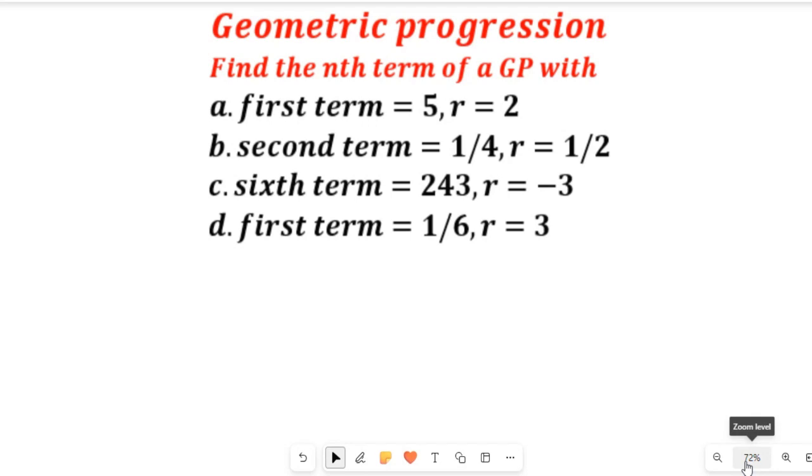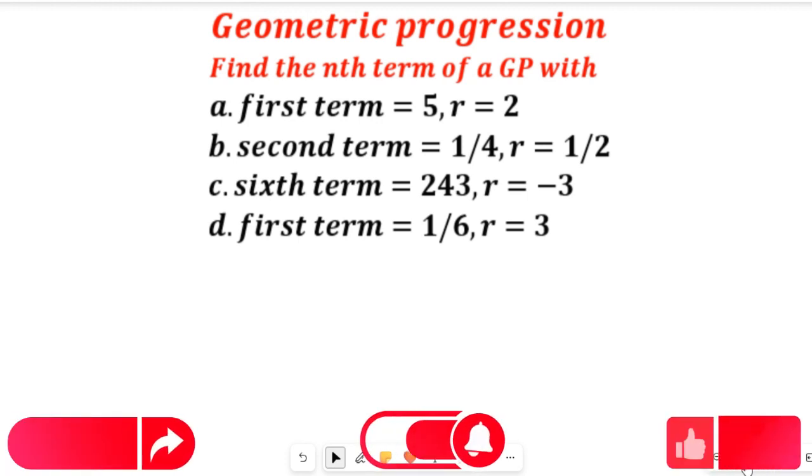In this video, you will learn how to solve this geometric progression question. We are asked to find the nth term of a GP with: A, the first term equal to 5 and the common ratio equal to 2; B, the second term equal to 1 divided by 4 and the common ratio equal to half; C, the sixth term is equal to 243 and the common ratio is minus 3; and D, the first term is equal to 1 divided by 6, while the common ratio is r. For all of these, you are required to find the nth term of the GP.